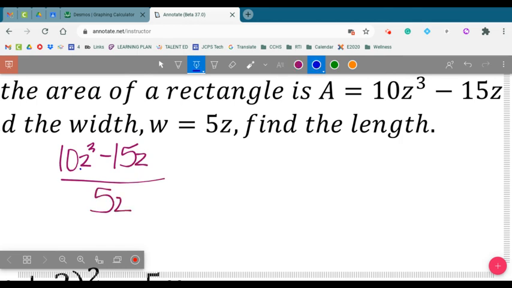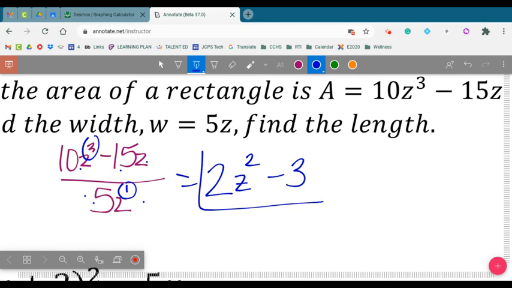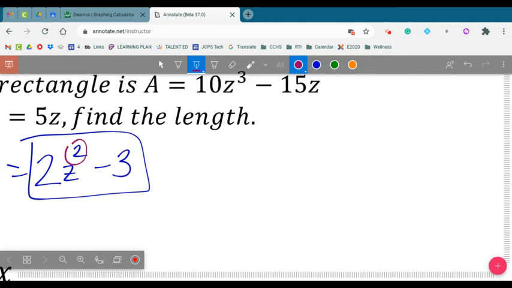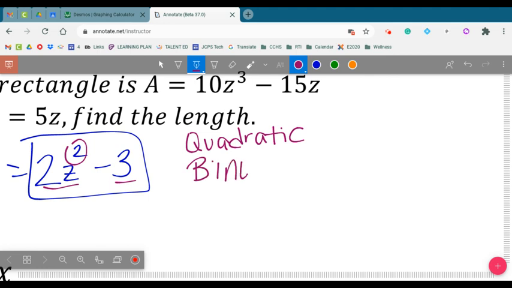So 10, we got to divide our coefficients, subtract our exponents. 10 divided by 5 is 2. 3 minus 1 is 2. Negative 15 divided by 5 is negative 3. Z minus z is 0, so there's no z. So this is my answer. Your exponent is 2, so this is quadratic. There are 1, 2 terms, so this is a binomial.